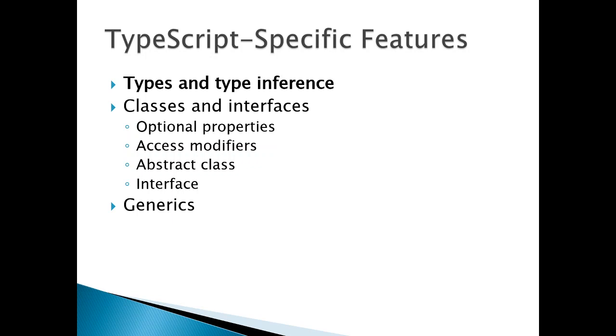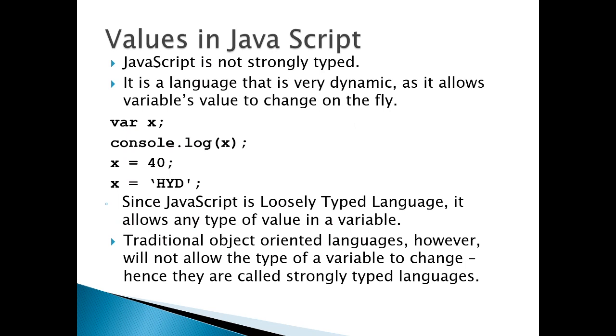As it is a strictly typed language, it has types. You can define the types. In pure JavaScript, we can declare a variable and provide any value to that variable, like x. We are defining x and assigning it 40. Then we are assigning it a string, so it will convert its type from number 40 to a string type.